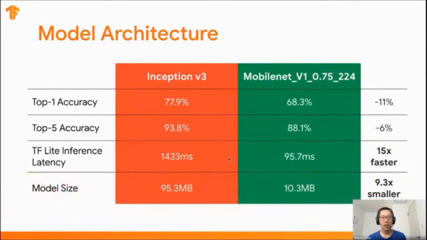So first of all, it's very important to choose a suitable architecture for on-device machine learning. For example, I think many of you may be familiar with Inception and ResNet for image classification. But if you want to create an image classification model that runs on mobile devices, then you definitely should use MobileNet instead of Inception, for example. MobileNet V1 is slightly less accurate than Inception V3, but the inference speed is 15 times faster, and the model size is 9.3 times smaller. So it's more suitable for those edge deployments.